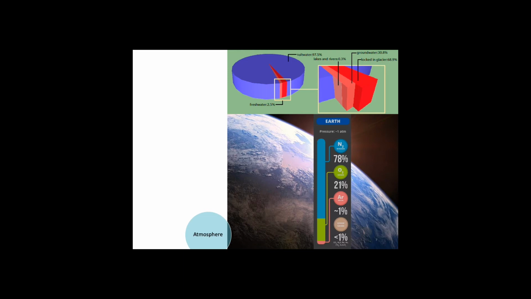And there are many abundant gases within the Earth system that are not greenhouse gases. So those are gases that do not interact with the radiant energy within the thermal infrared range. And they include oxygen, nitrogen, and argon, for example.